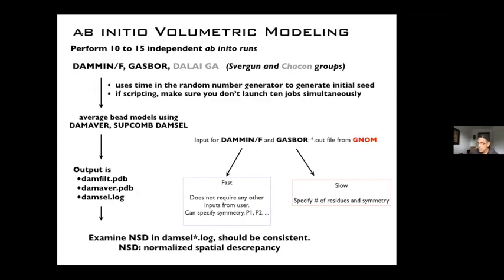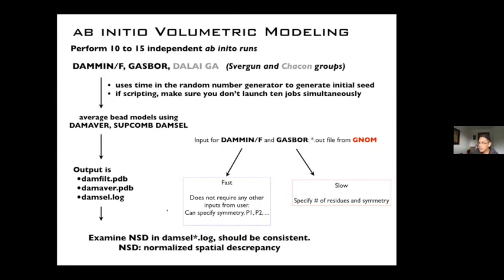And so we call this ab initio volumetric modeling. You typically want to perform 10 to 15 independent runs. I'd like to do 20. The popular programs are DAMIF and GASBOR. So SIBYLS has a website where you just upload the data, set the number of runs, and it takes care of it all for you. The inputs for these are the GNOM out files, and this usually just specifies the Dmax for that search space.